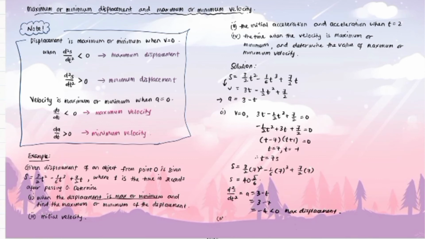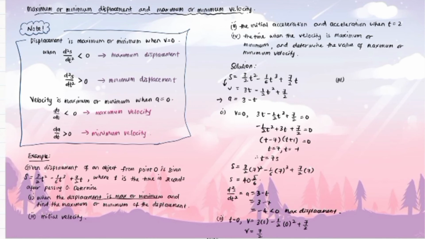Okay, for second question, the initial velocity, t is equal to 0. So v is equal to 3 times 0 minus 1 over 2, 0 square plus 7 over 2. And you will get the answer is 7 over 2 meter per second.